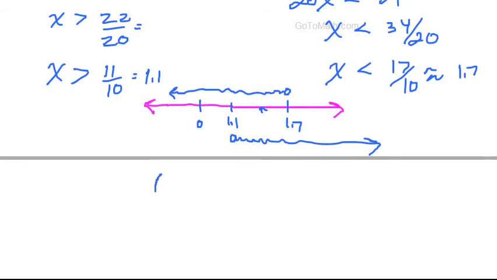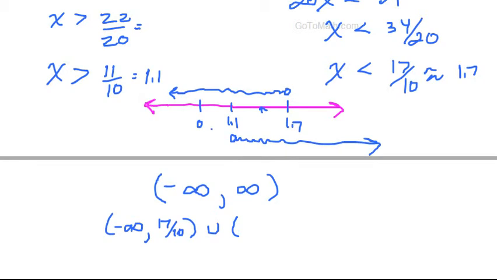So what we really want to do here is just say, from negative infinity to positive infinity. Because if you were to write this out, this would be negative infinity to 17 over 10, union, and then of course 11 over 10 to infinity. But that's kind of silly, because what does this mean? It just means this, since they're overlapping as they pass each other somewhere right in here.